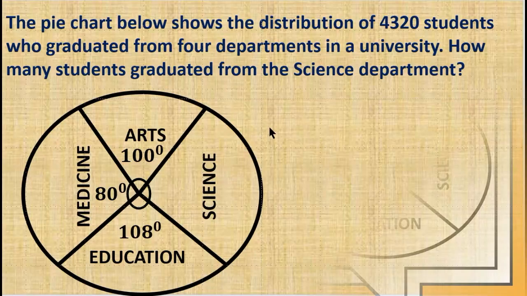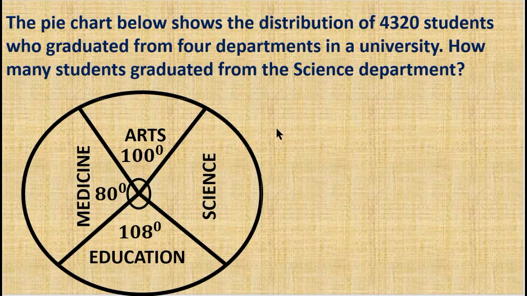Our question says that the pie chart below shows the distribution of 4,320 students who graduated from 4 departments in a university. How many students graduated from science? Now, we have to find the number of students that graduated from science.